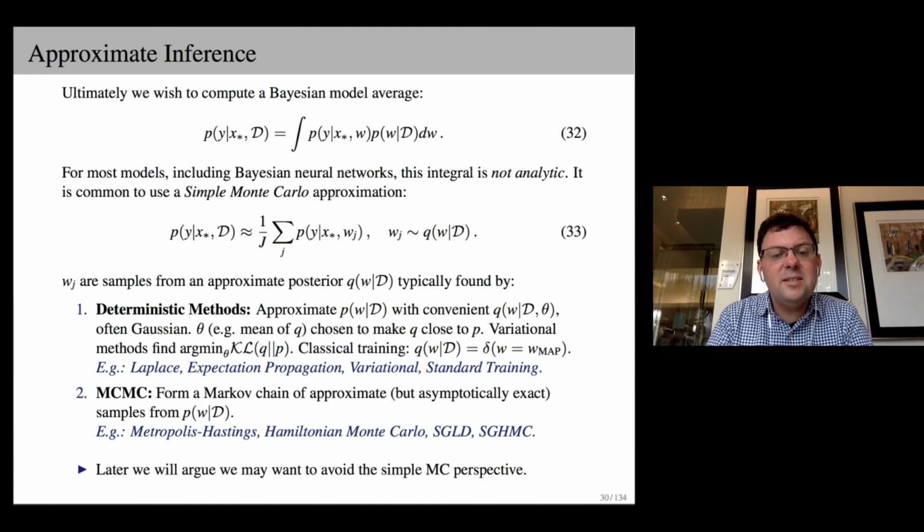We could alternatively consider Markov chain Monte Carlo, which forms a Markov chain of approximate but asymptotically exact samples from our posterior. Metropolis Hastings is a popular MCMC approach.